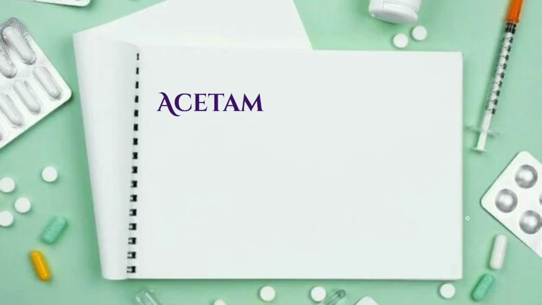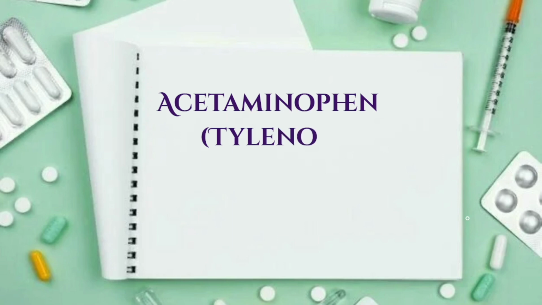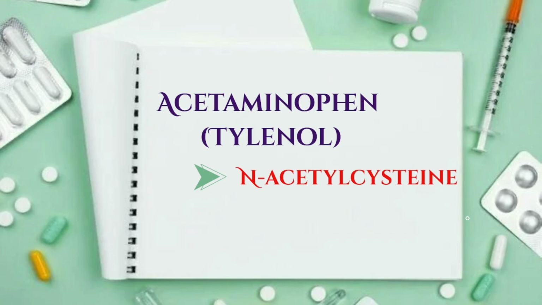Next drug is acetaminophen, which is also known as Tylenol. And the antidote for acetaminophen is N-acetylcysteine. We know that acetaminophen is also an analgesic which we use to treat mild to moderate pains, and the other name for acetaminophen is Tylenol, and the antidote is N-acetylcysteine. N-acetylcysteine is the therapy for, or we can say the antidote for, acetaminophen.